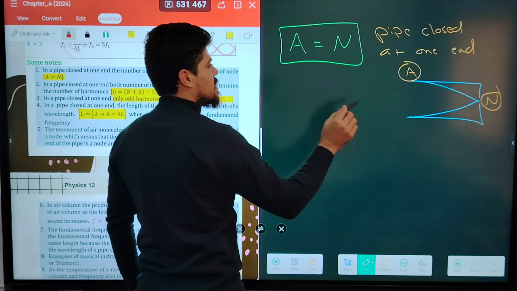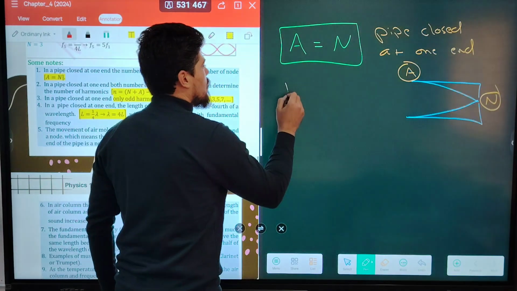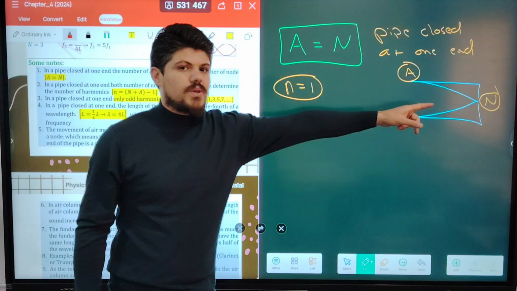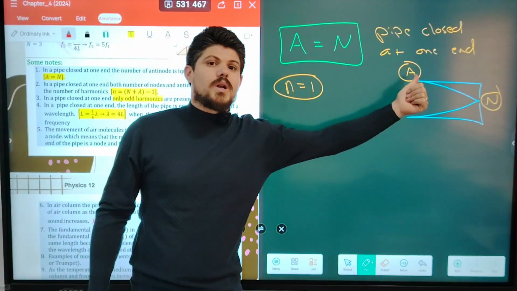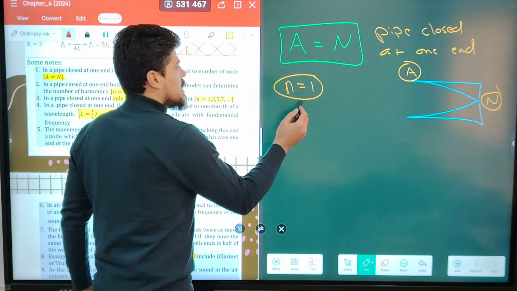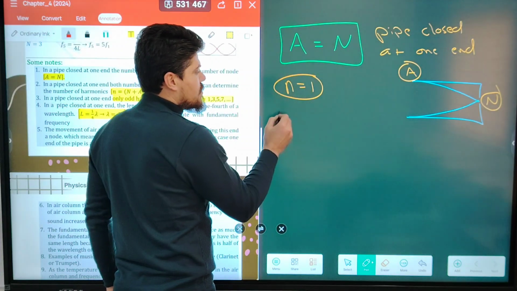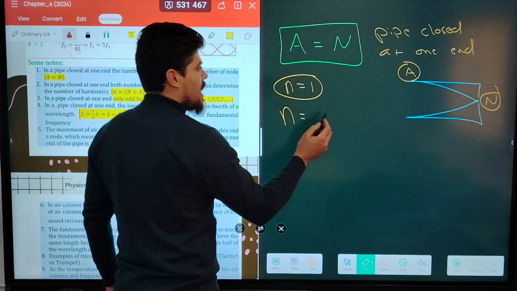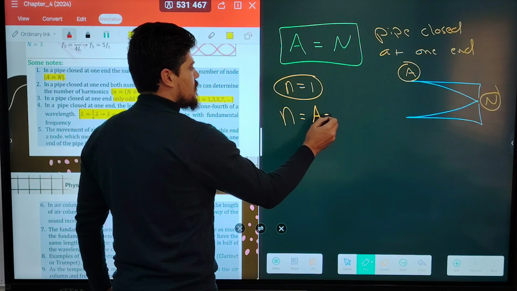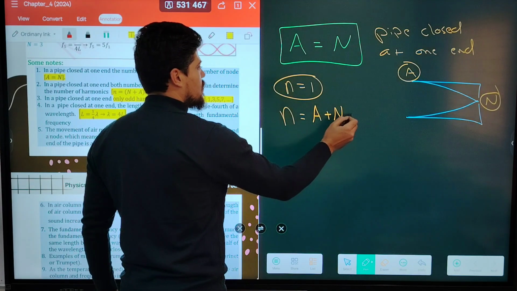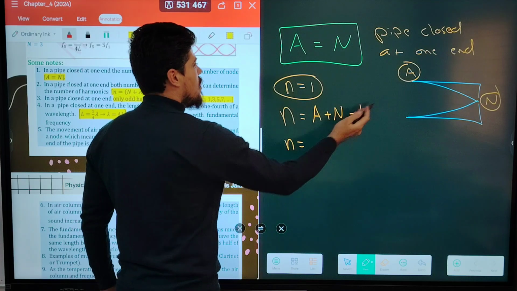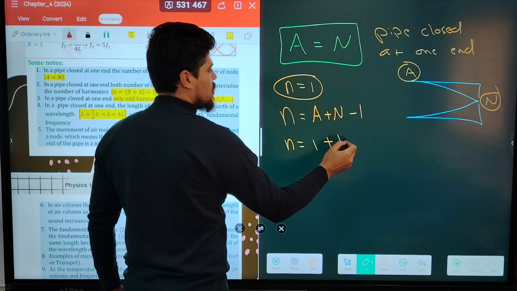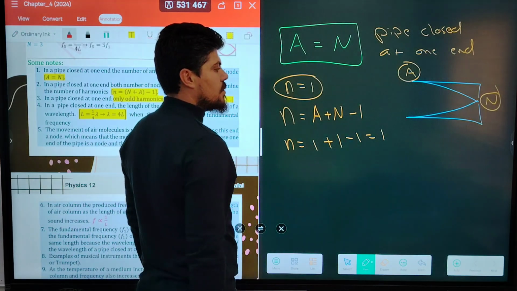So the harmonic in this figure is the first harmonic, n is equal to 1. How can we know this is the first harmonic? Because this pipe vibrates with one antinode and one node. And how can you get this number of harmonic? Number of harmonic in a pipe closed at one end is equal to number of antinodes plus number of nodes minus 1. How many antinodes do we have? 1. How many nodes? 1. 1 plus 1 is 2, minus 1 is going to be 1.